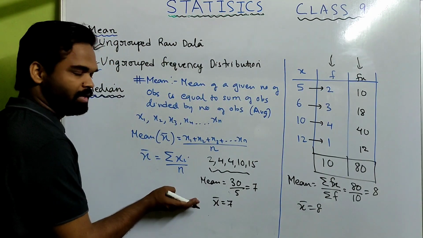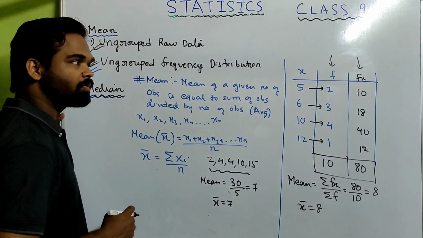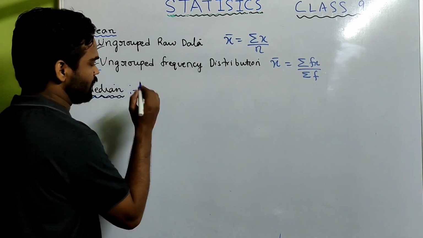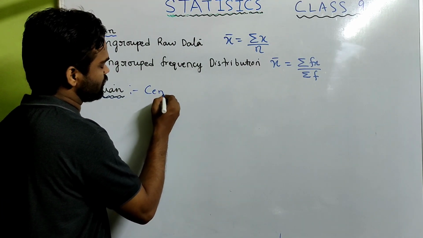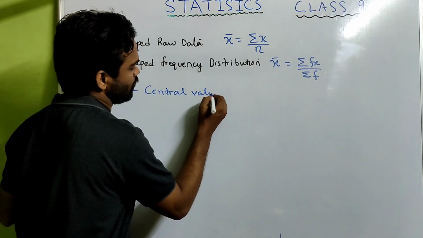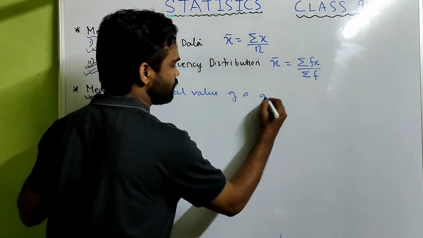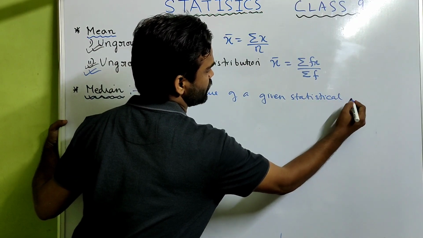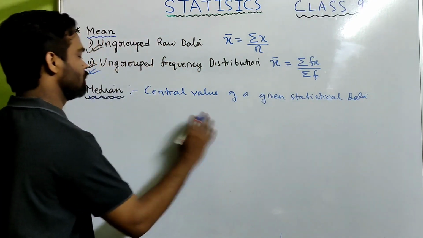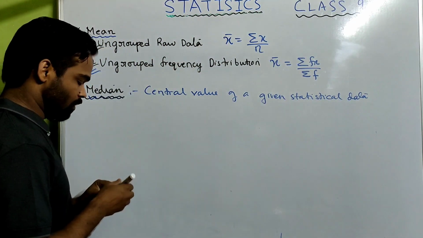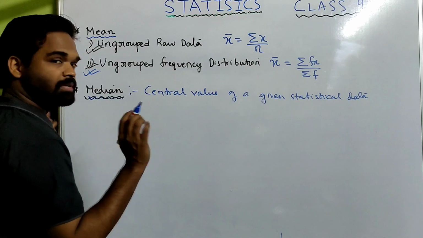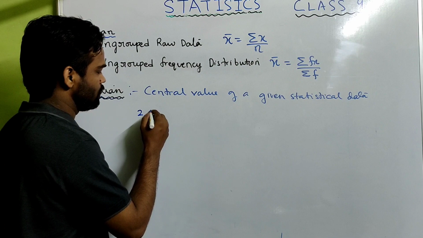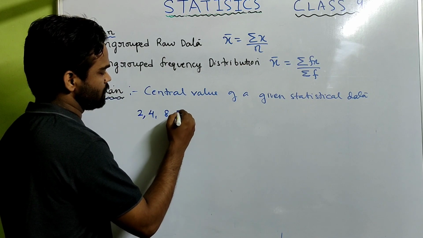So you know how to calculate the mean of ungrouped raw data and ungrouped frequency distribution. Now let us see what is median. Median in simple terms is the central value of a given statistical data. That is your median. Look at this. Suppose I have ungrouped raw data 2, 4, 8, 9.